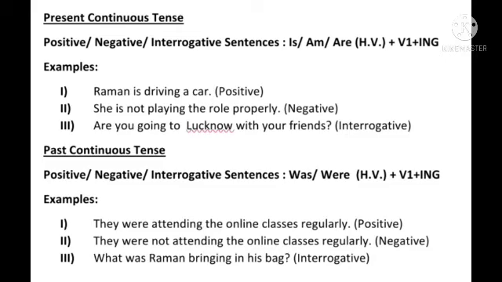For example, Raman is driving a car. She is not playing the role properly. Are you going to Lucknow with your friends?